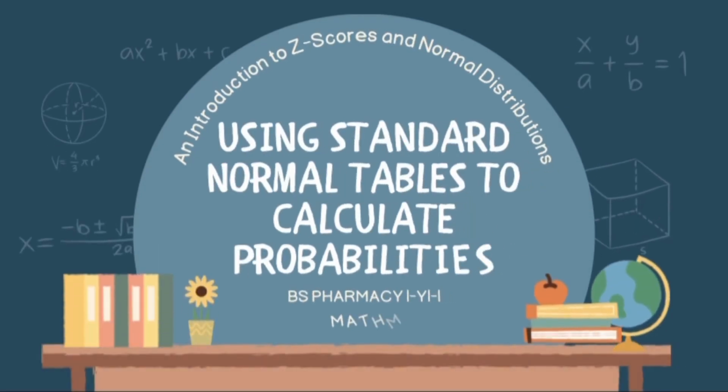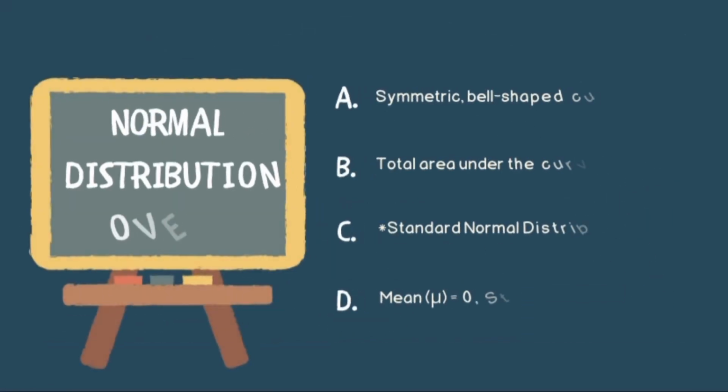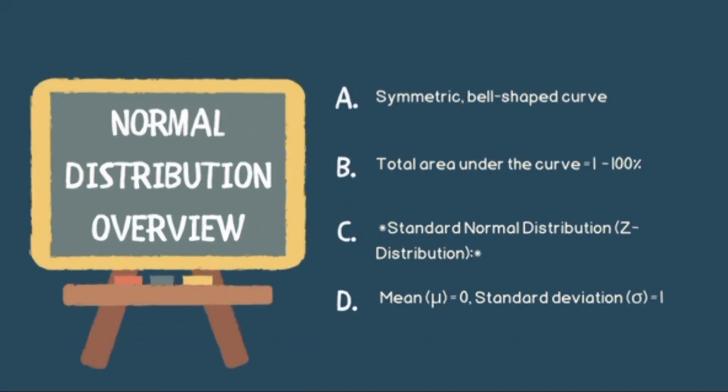In this video, we'll be showing how to use the standard normal tables to calculate the probabilities in a normal distribution. A normal distribution is a symmetric bell-shaped distribution where the area under the normal curve is 1 or 100%. The standard normal distribution, or what is also called the z-distribution, is a special normal distribution with a mean of 0 and a standard deviation of 1.